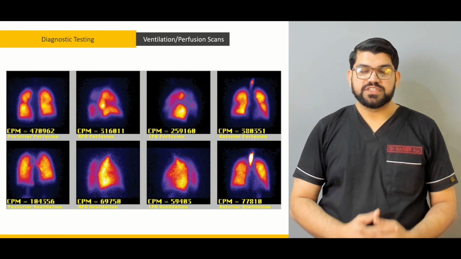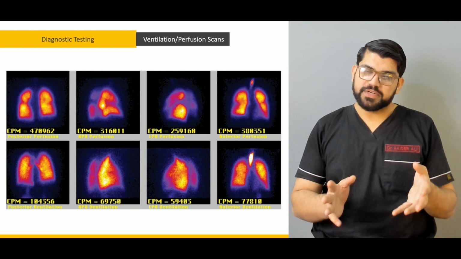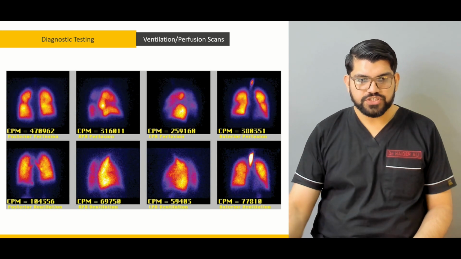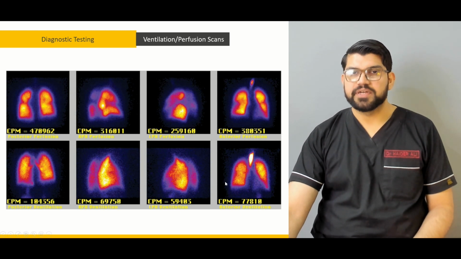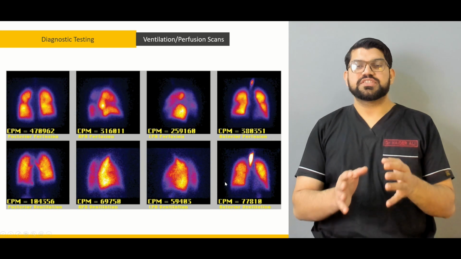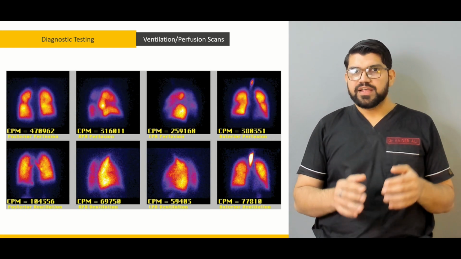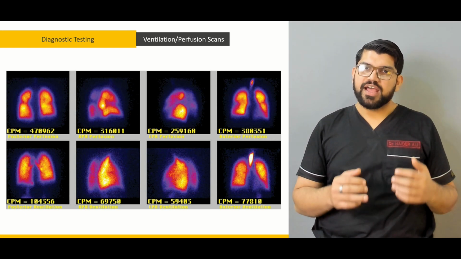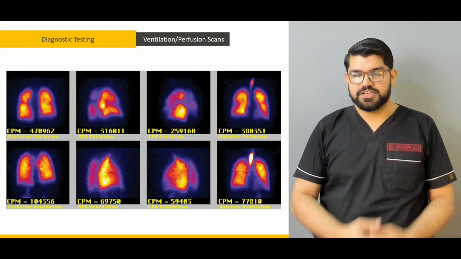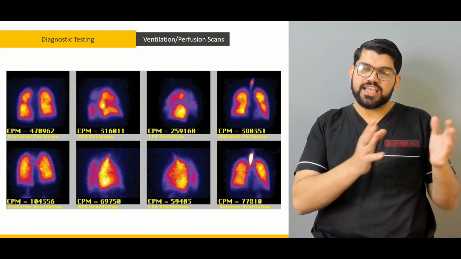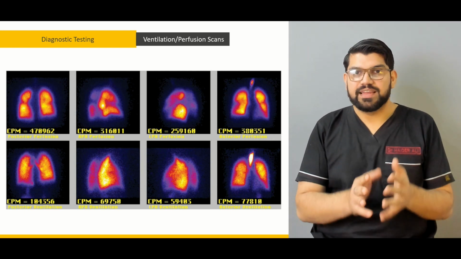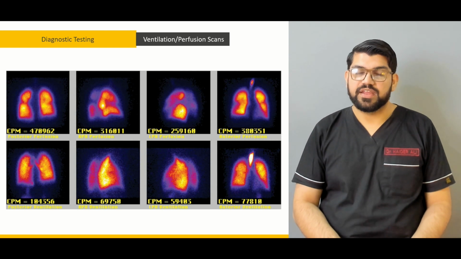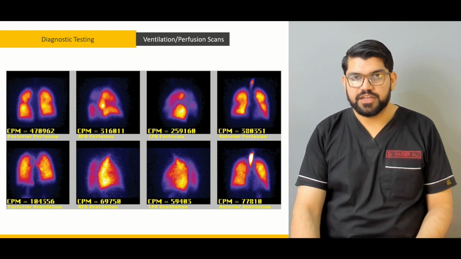So ventilation perfusion scan, it's not widely used, but it's recommended. So the upper row shows the perfusion scan, and the lower row shows the ventilation scan. Although these are very, very important, they are not as important as maintaining the airway in the emergency department. Diagnostic testing is important, but first you need to stabilize and address the life-threatening problems in a patient in the emergency department.